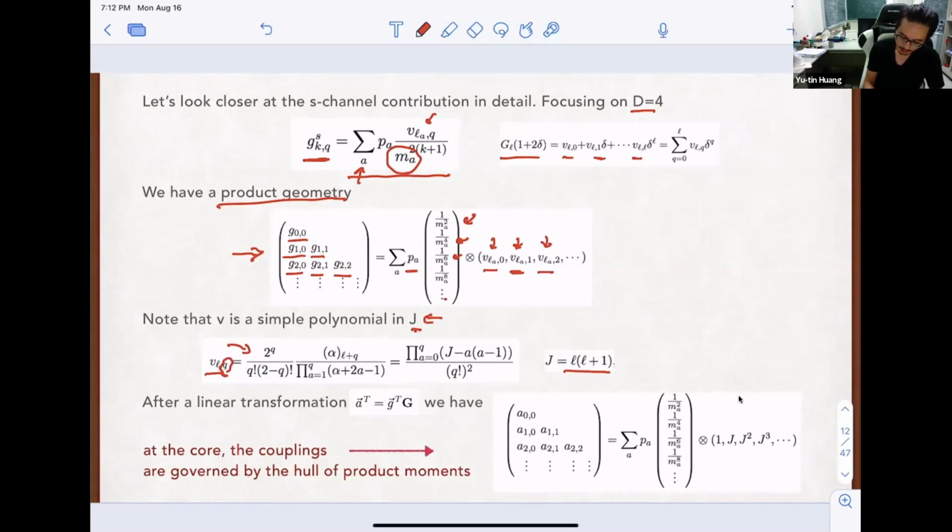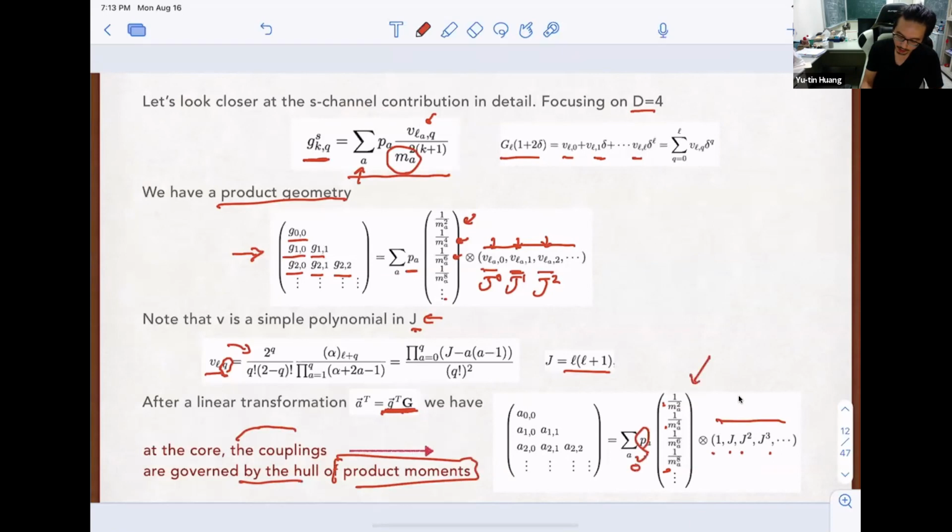So for example, these are J to the zero, J to the one, J squared polynomials. All I have to do is a GL linear transformation acting on this side of the vector. Then I can rotate this into just another set of moments. So this now becomes similar to the mass part, the spectrum, where it's just a series of moments, 1/m², 1/m⁴, and so forth. And this side is also a moment: 1, J, J squared, J cubed. So as we see, the S channel contribution is basically governed by the convex hull of product moments, because this is positive and these are just moments. So this is the geometry that we'll be interested in.